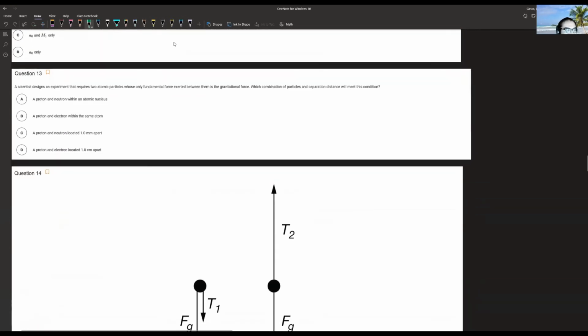Let's go ahead and look at number 13. A scientist designs an experiment that requires two atomic particles whose only fundamental force between them is the gravitational force. That seems like a very rare event. These could be like neutrinos, but no, even neutrinos experience the weak force. Which combination of particles and separation distance will meet this condition?